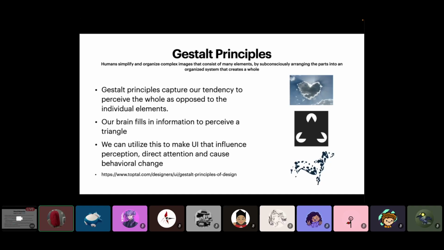Okay. So the Gestalt principle is pretty much saying that humans try to simplify and organize complex images into parts.